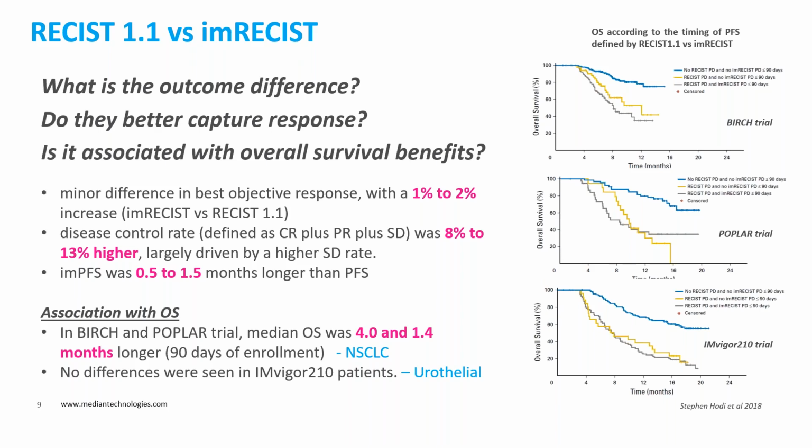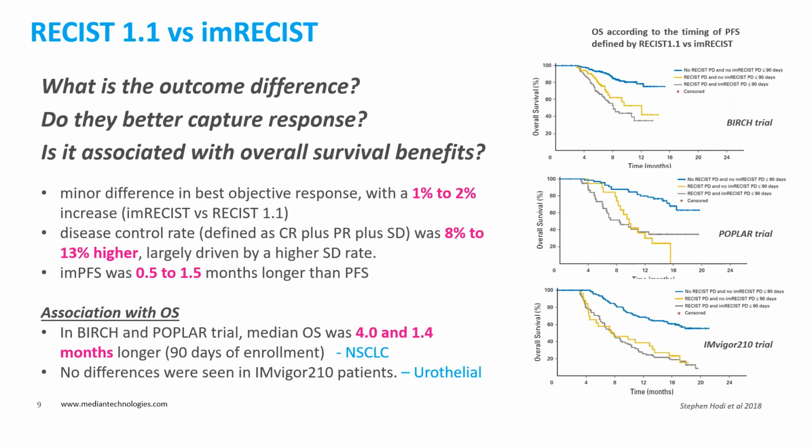The disease control rate was 8 to 13% higher with IMRECIST than with RECIST 1.1 alone, which was largely driven by a higher stable disease rate. And consistently, you can see immune-modified progression-free survival, so IMPFS, based on IMRECIST, was 0.5 to 1.5 months longer than PFS based on RECIST 1.1.